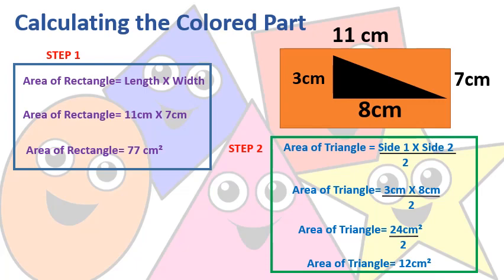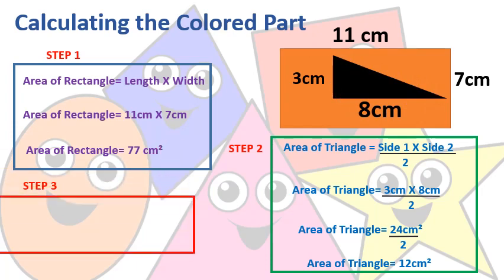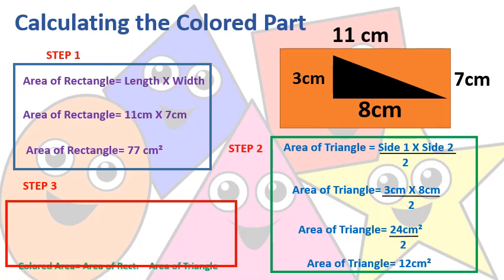Now, what are we supposed to do in step number 3? Mainly in this exercise, it is as if we are cutting this triangle. The idea of cutting, it means what? It means we are subtracting, we are taking away this shape. So in step 3, colored area is area of rectangle minus area of triangle, so we are cutting the area of triangle.